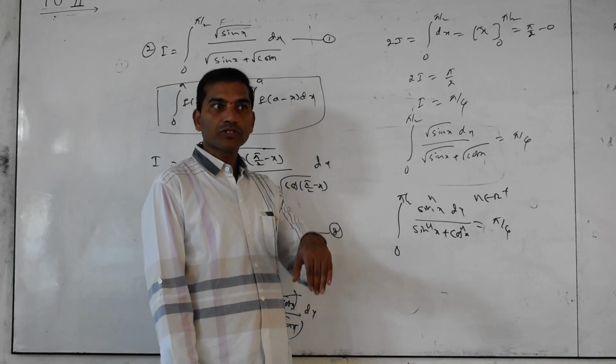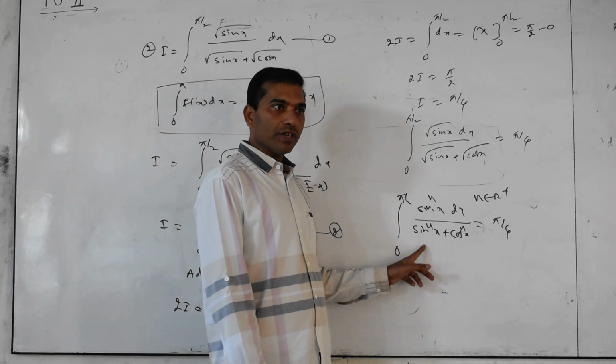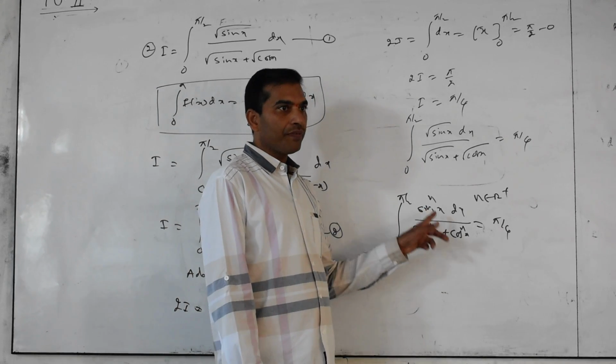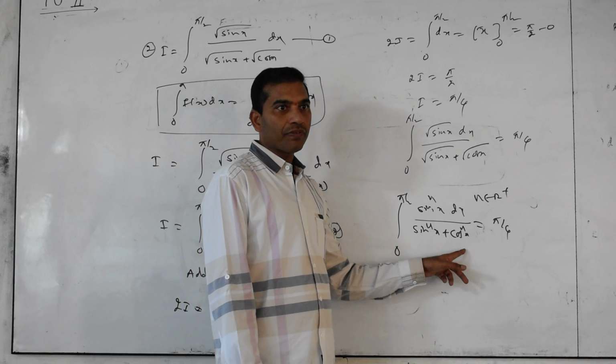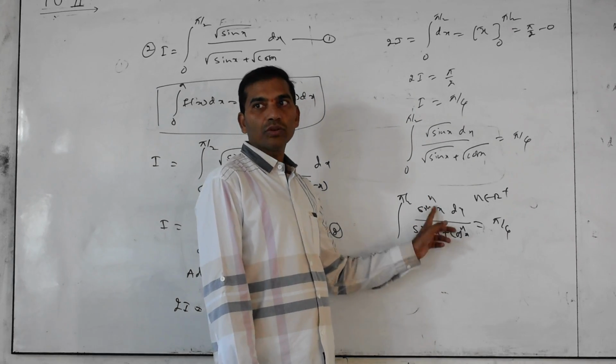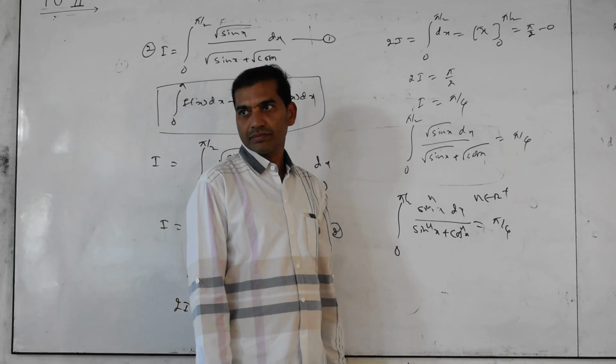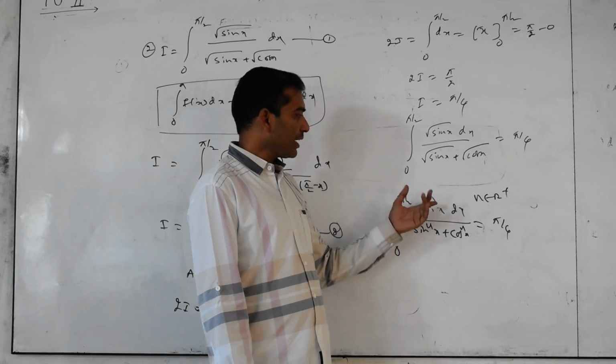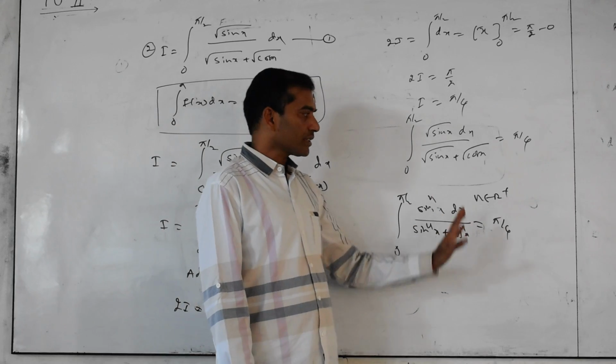Co-function should be there. If it is cos, sin should be there. If it is tan, cot should be there. Sec, cosec, like that. The co-function should be there, with any power. If the limits are 0 to pi by 2, the answer is pi by 4.